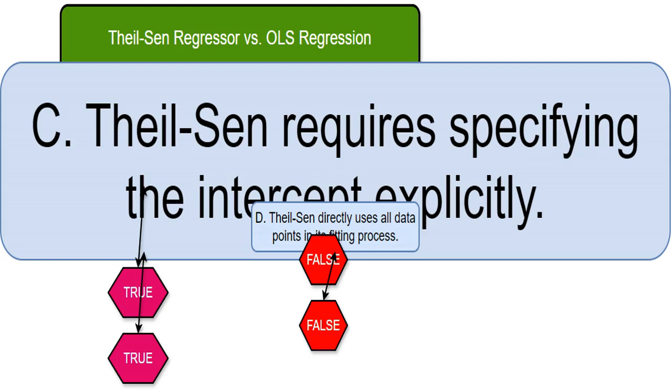I see that TheilSen is more robust. It uses the median of slopes, making it resilient to extreme values, outliers. Outliers don't heavily influence the median like they do the average, which is what OLS uses. Imagine finding the middle height of a group of people. One extremely tall person won't affect the median height as much as it would the average height.